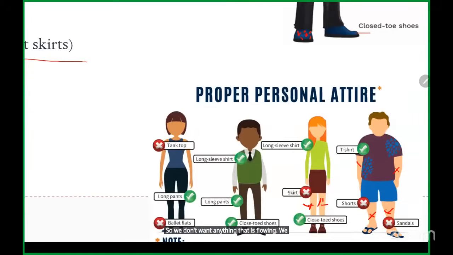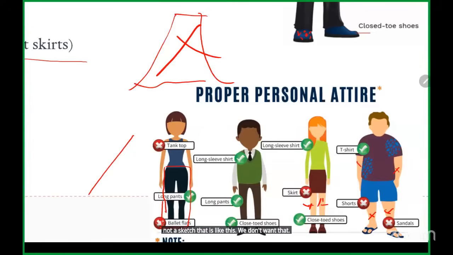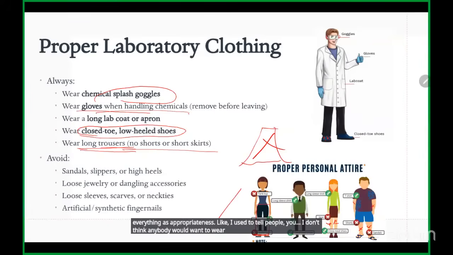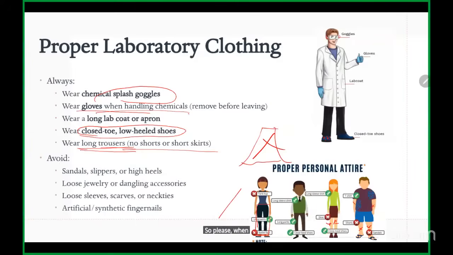If you want to wear straight skirts, we want long, straight skirts, all the way to the ground, to your ankle, straight. Not a skirt that is like this. We don't want that. That is a flowing skirt. We don't want that one. Everything has appropriateness. Like I used to tell people, I don't think anybody will want to wear agbada to the beach because it's not appropriate to swim with agbada. You wear something appropriate to swim. So please, when you're coming to the lab, wear the appropriate clothing.